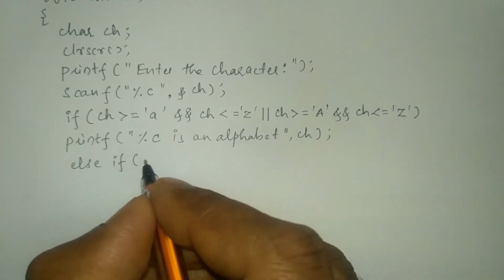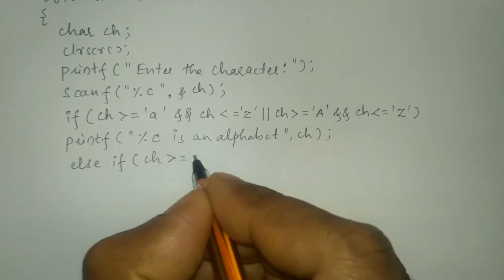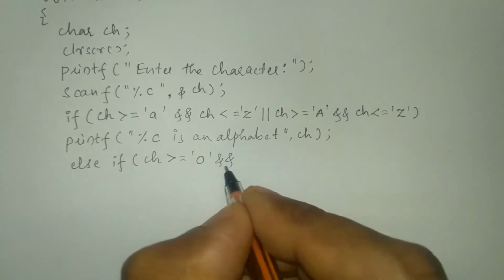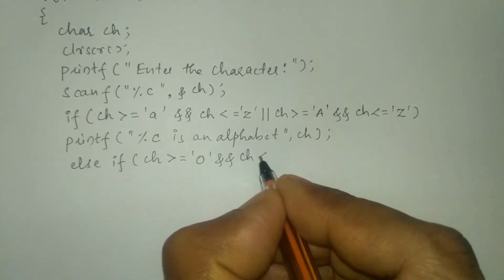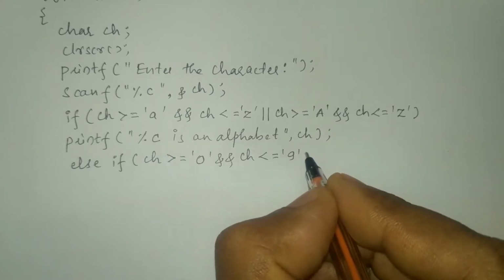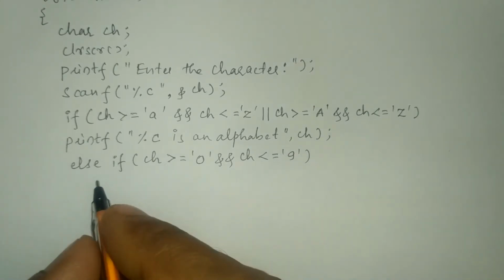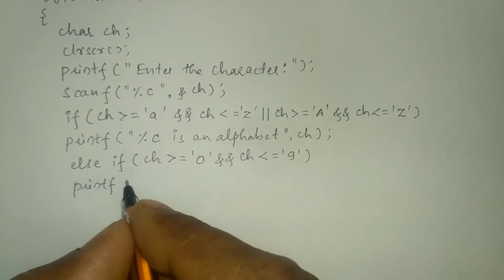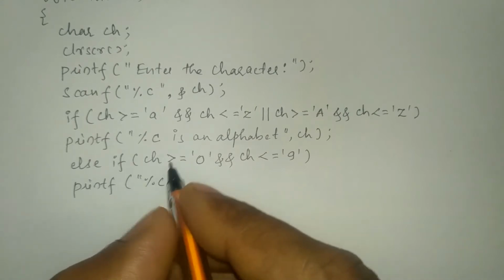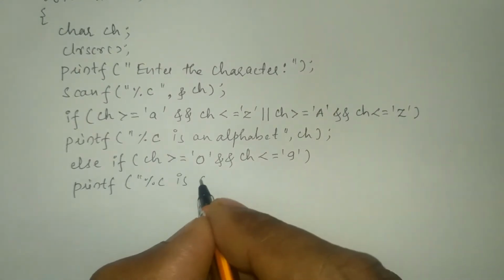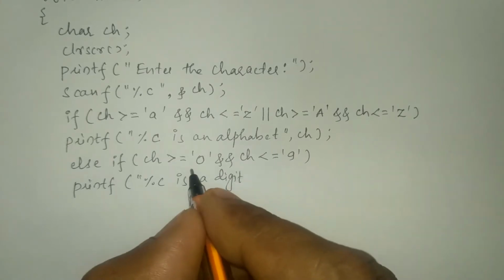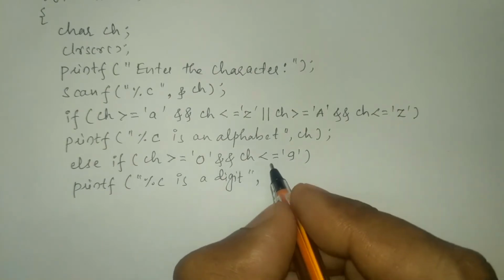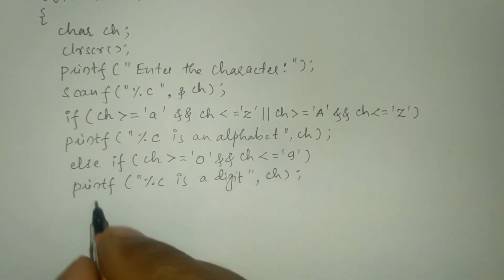if. Here we are going to write if ch is greater than or equal to, in a single pair of quotation marks, 0, double ampersand, ch is less than or equal to 9, and in single quotation marks we have to close this bracket. Next, if it is true, then we are going to write printf in double quotation marks: "%c is a digit", because numbers ranging from 0 to 9 give us a digit. End the double quotation mark, put a comma, write ch and put a semicolon.